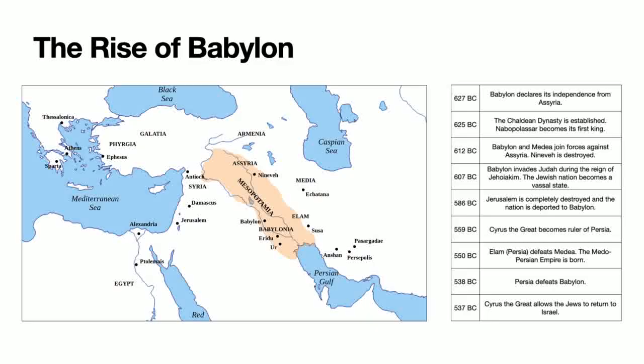In 607 BC, this date is very important, Babylon invades Judah during the reign of King Jehoiakim of Judah, and the Jewish nation becomes a vassal state. So in 607 BC, for all intents and purposes, Judah falls to Babylon and starts to serve Babylon as its king.